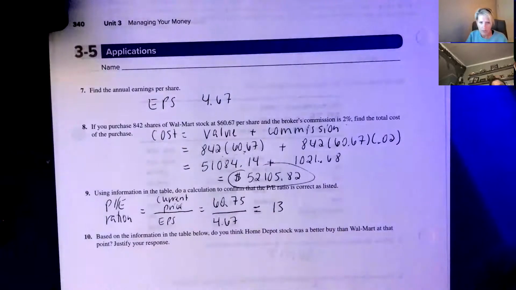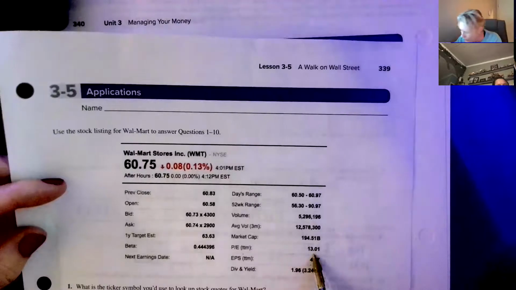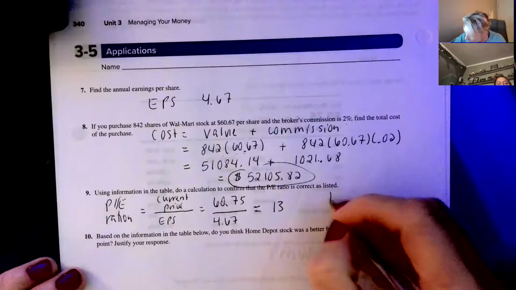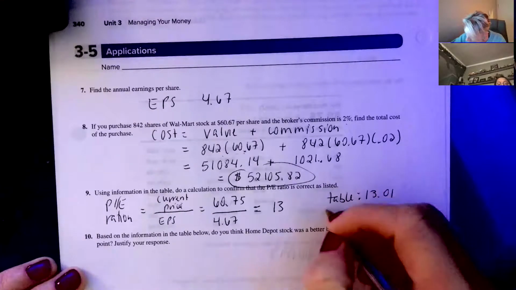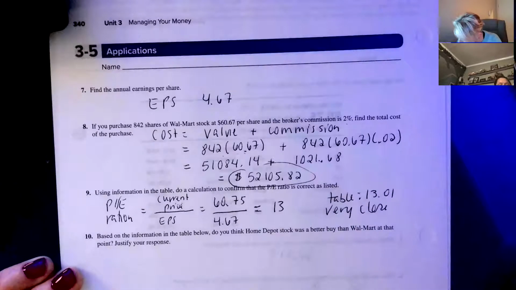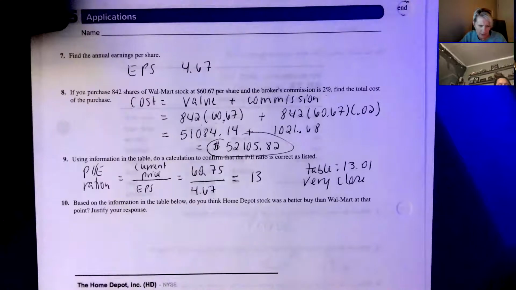And if we look at the table, the table's PE ratio says it's 13.01, so it's very close. And then number 10 says, based on the information in the table below, do you think Home Depot stock was a better buy than Walmart at that point?